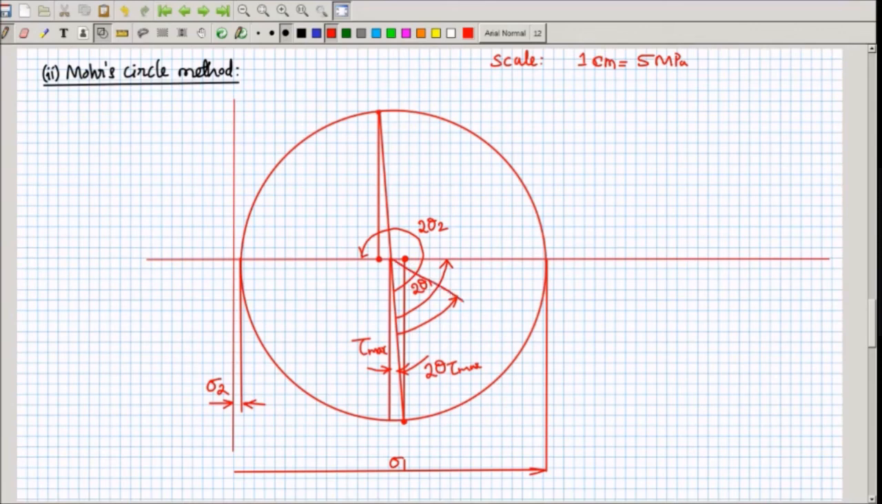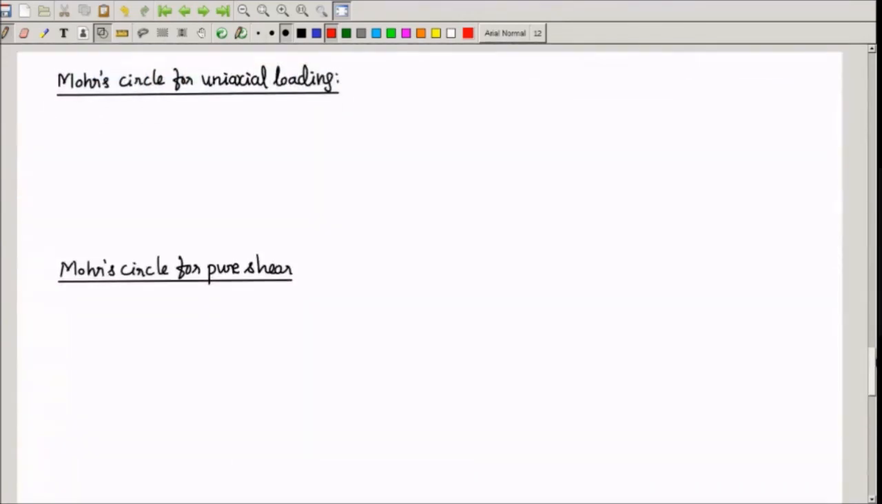You draw a radial line there from the center of the circle that meets the circle at this point, and the coordinates of that point, if you measure, become normal stress and shear stress on the plane, sigma theta and tau theta. This is how Mohr circle is used to solve such problems. We can always compare these results with analytical results. If you take a proper scale and do the graphical construction accurately, you will be able to get comparable results.